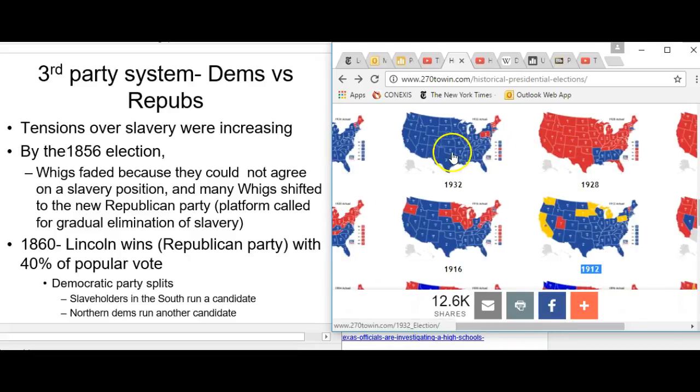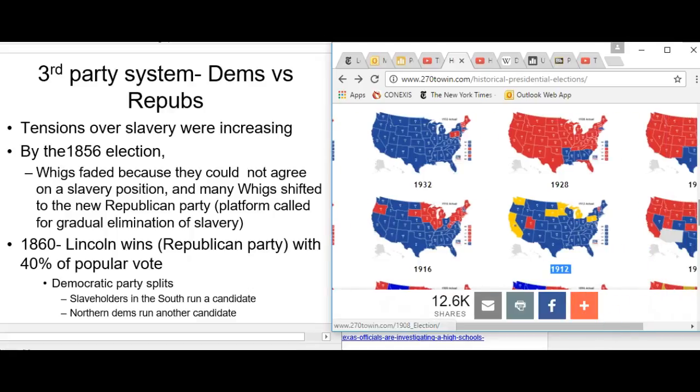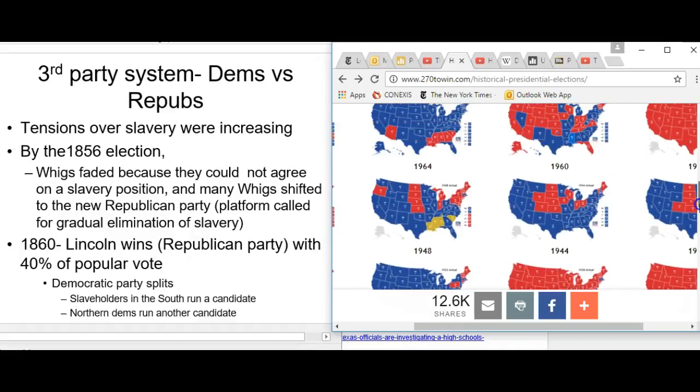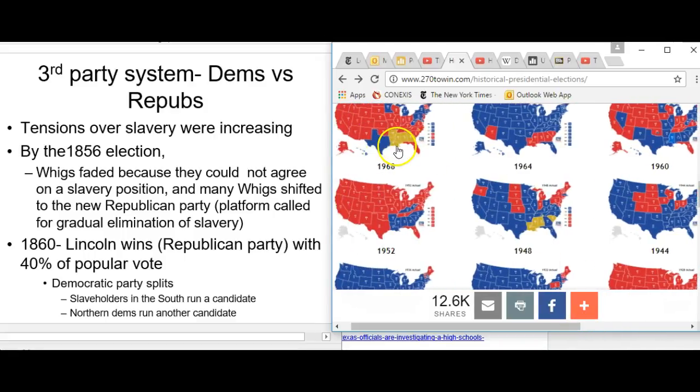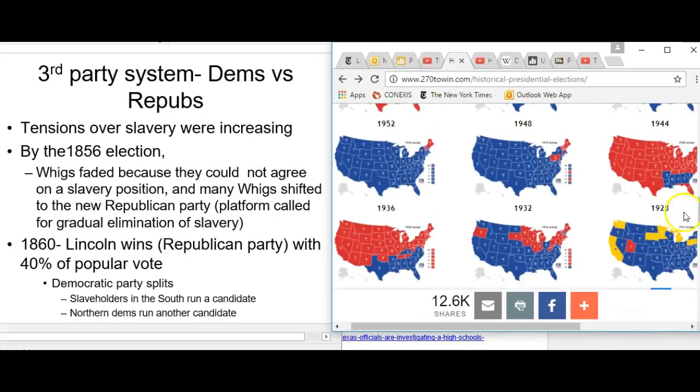You can see what happens here. By the way, let me just go forward a little bit and you can see how long this lasts, the solidly Democratic South. It still goes on into the 1960s. Okay? And things begin to change in 1968. But before we get here, we need to talk about what happens here.